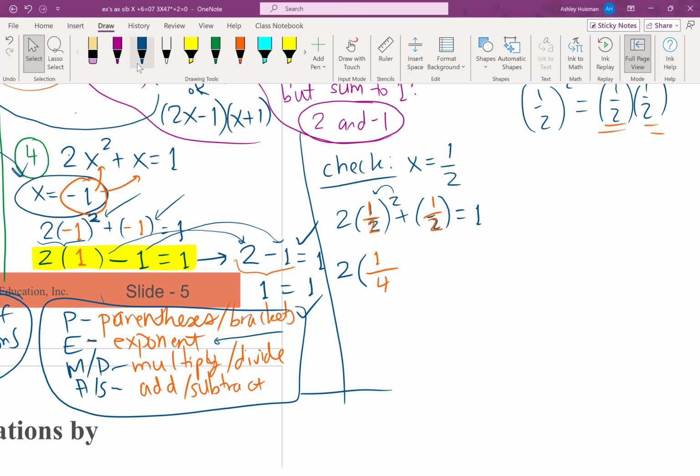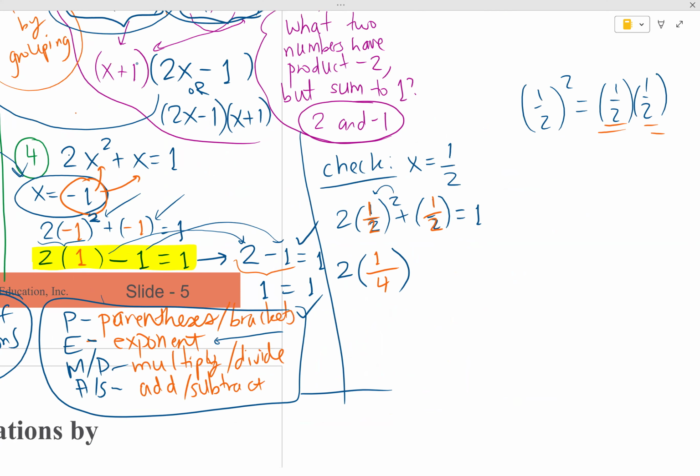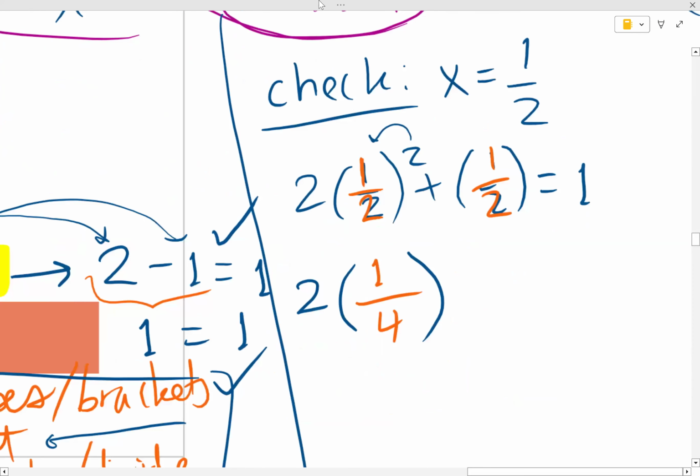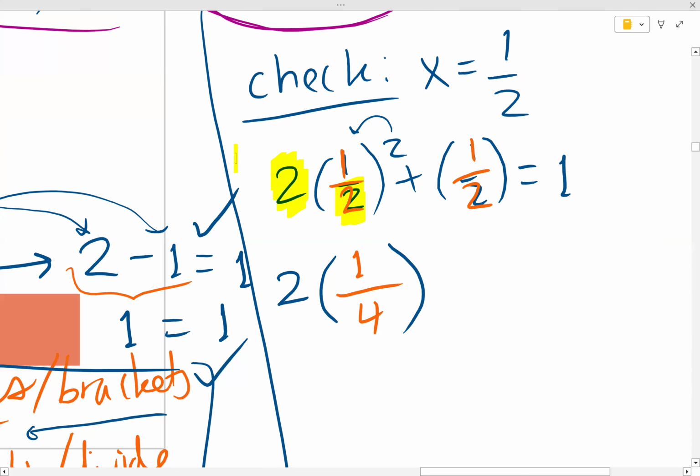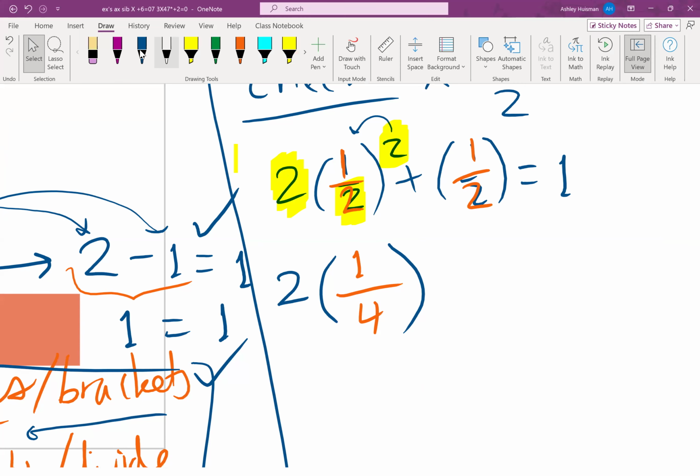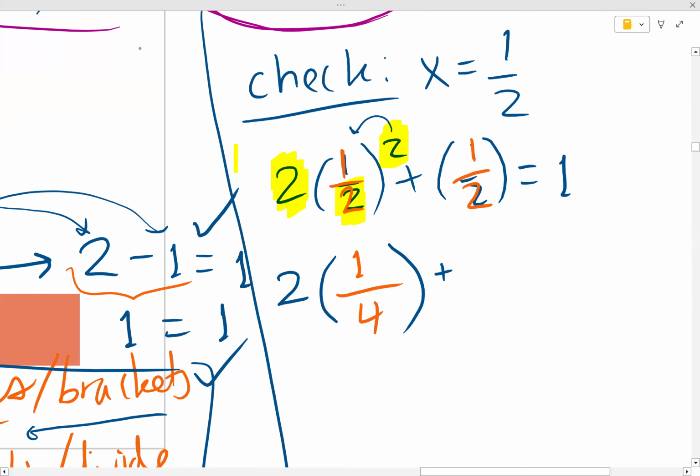Taking care of the exponent, 2 times 1, 4. And it's very, very tempting to cancel the 2's. Where are they? This 2 and this 2 cannot interact because of this square. That's holding them back from interacting with each other. That 1/2 has to be raised to the second power first. And now that 2 can probably interact with that fraction.